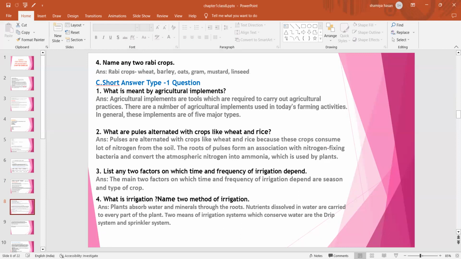What is meant by agricultural implements? Agricultural implements are the tools required to carry out agricultural practices. There are a number of agricultural implements used in today's farming activities. In general, these implements are of five major types.